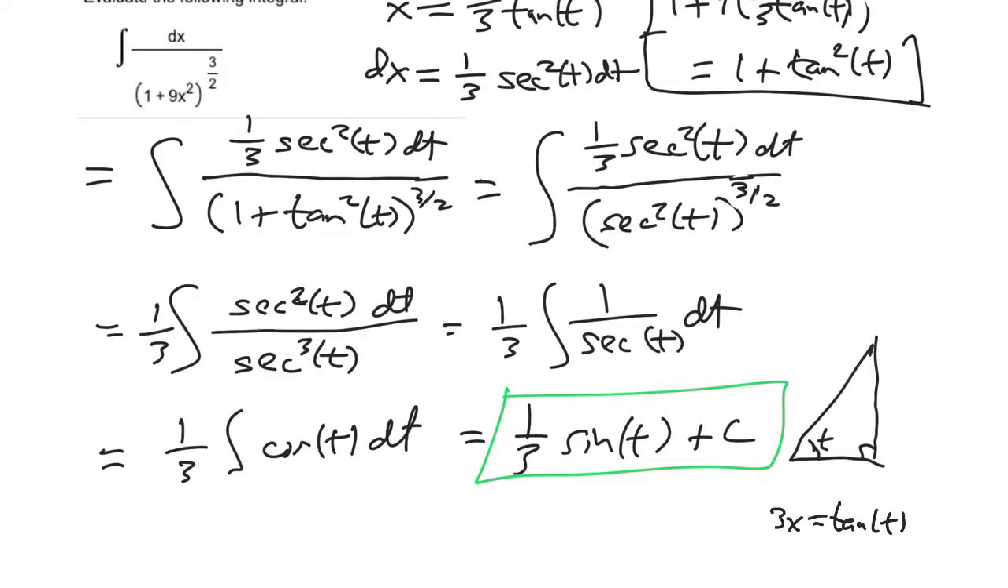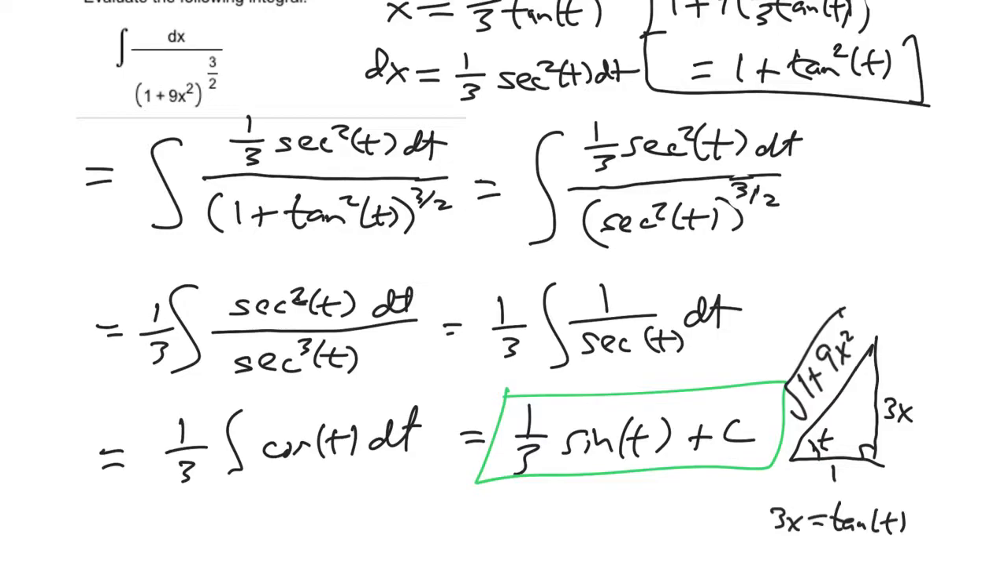So in my picture, I need the opposite over adjacent to be equal to 3x. So that's the opposite, that's the adjacent. The opposite over adjacent is 3x, so 3x over 1 is tangent of t. In order to figure out what sine of t is, I would need opposite over hypotenuse. So to do that, I need to know what this hypotenuse is. That'll just take a little bit of the Pythagorean theorem. The hypotenuse of that triangle is the square root of 1 plus 9x squared.